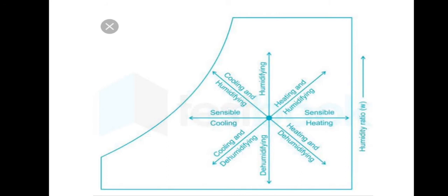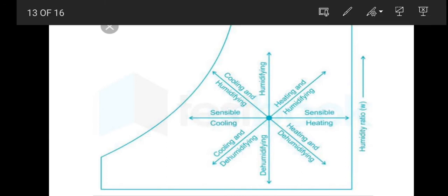Here the main 4 processes are: the first one, sensible cooling. It takes place from right hand side to left hand side horizontally, keeping specific humidity constant, and the dry bulb temperature will be decreased. On the other hand, in the sensible heating process, keeping specific humidity constant, the dry bulb temperature of air is increased. This is sensible heating.